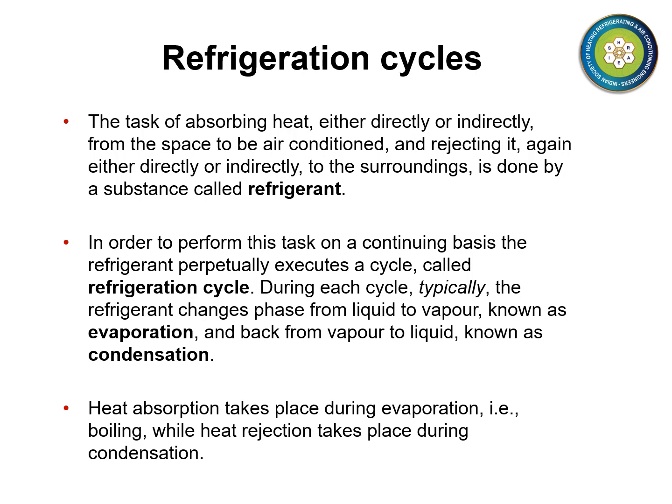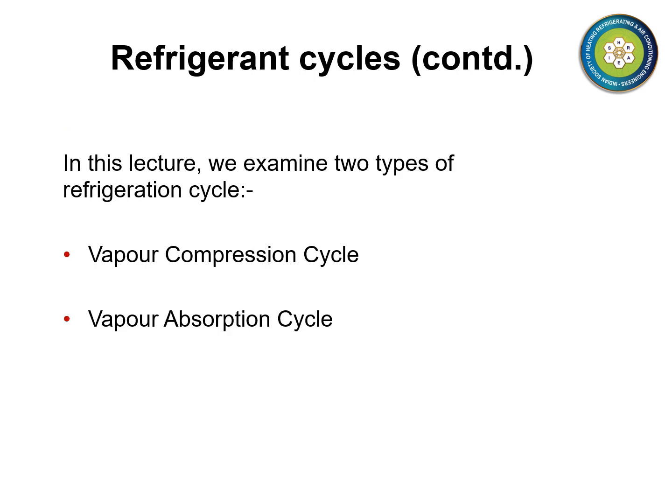During each cycle, the refrigerant changes phase from liquid to vapor, known as evaporation or boiling, and then back from vapor to liquid, known as condensation. Heat absorption takes place during evaporation, that is boiling, while heat rejection takes place during condensation. In this lecture, we give you an overview of two types of refrigeration cycle, namely vapor compression cycle and vapor absorption cycle.